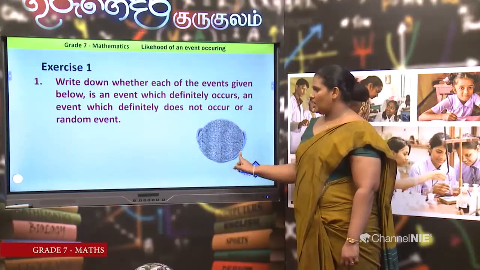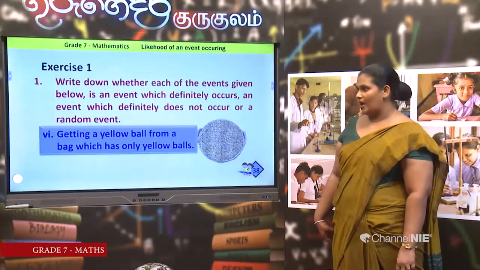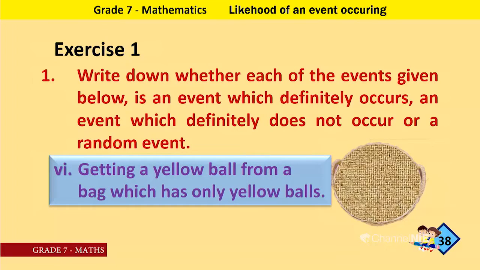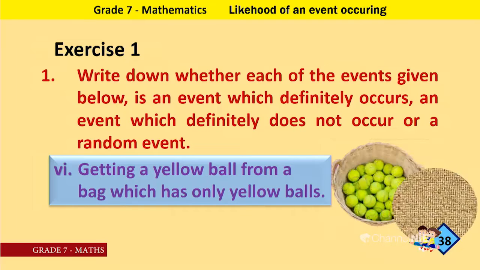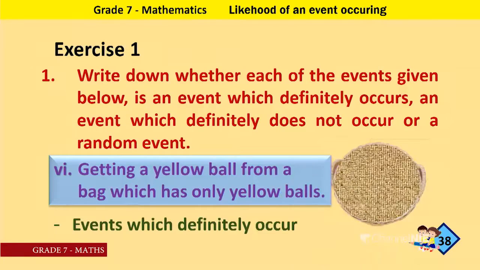Right. Now, the sixth one. Getting a yellow ball from a bag which has only yellow balls. Now, here I have got a bag, it has only yellow balls. So, obtaining a yellow ball would definitely happen. Isn't that so? Therefore, it belongs to the events which definitely occur.